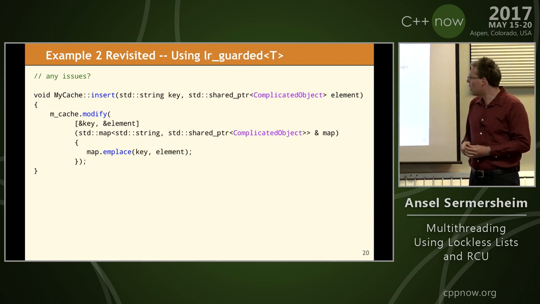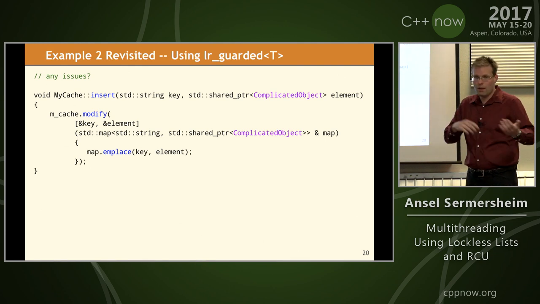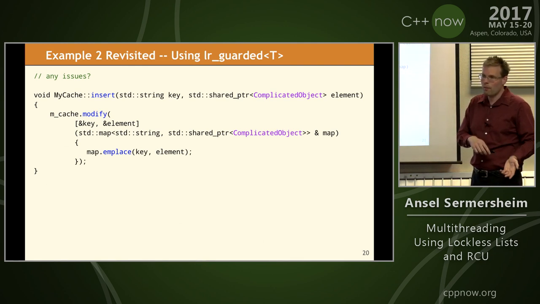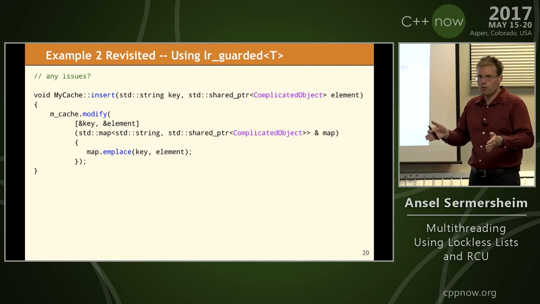And then the LR guarded goes back to the same syntax as the ordered guarded, except in this case, readers will never be blocked. This is accomplished using two different objects. Each one is updated in turn, and readers will read one object while the other one is being modified.